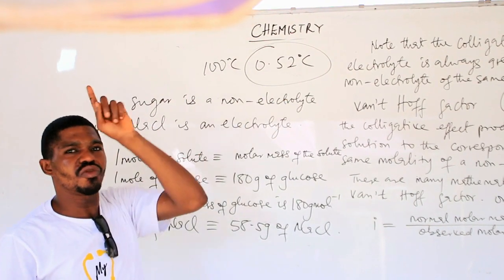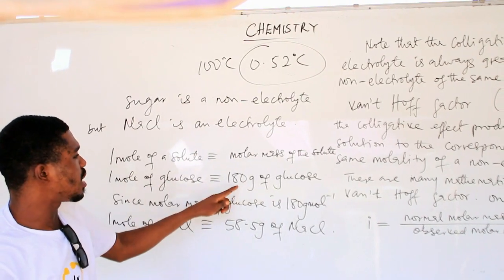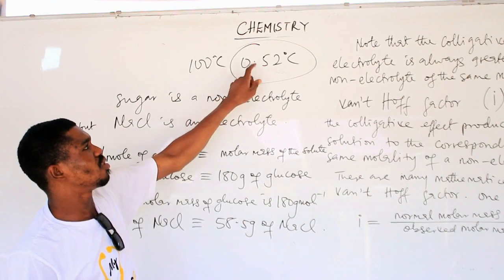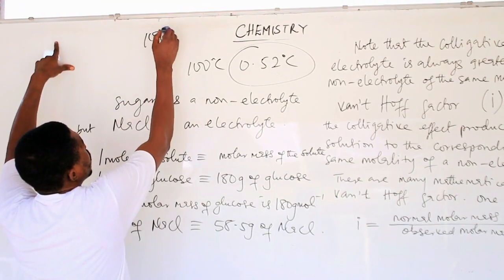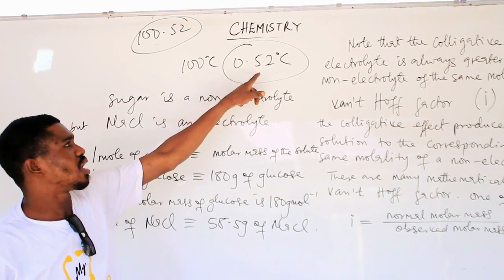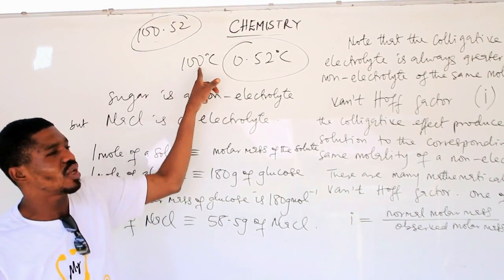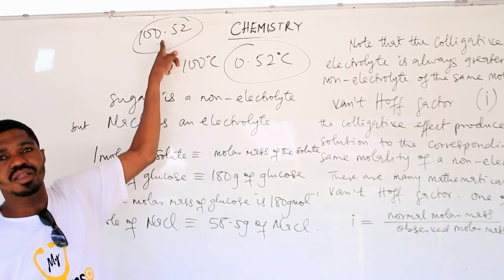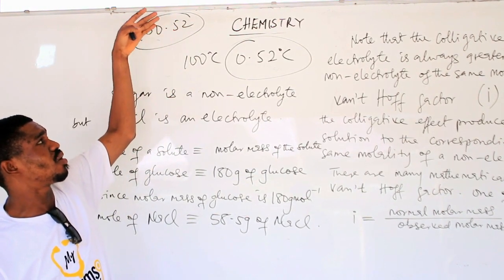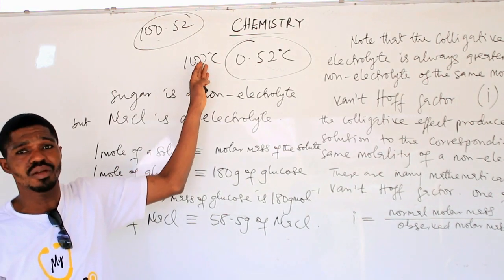It means that if you dissolve 180 grams of glucose in pure water, the boiling point of the solution will be 100.52. Okay? Now, which means the normal boiling point of water is 100. The solution is now 100.52, right? So the boiling point of the solution is greater than the boiling point of pure water.